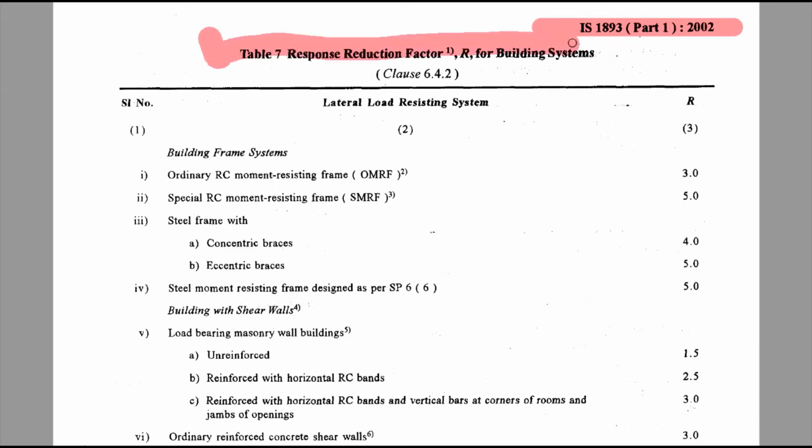Response reduction factor R for a building system depends on the frame of the building. So there are ordinary RC moment resistance frame, OMRF, and special RC moment resistance frame, SMRF. By these two values we have an SMRF, so R is equal to 5.